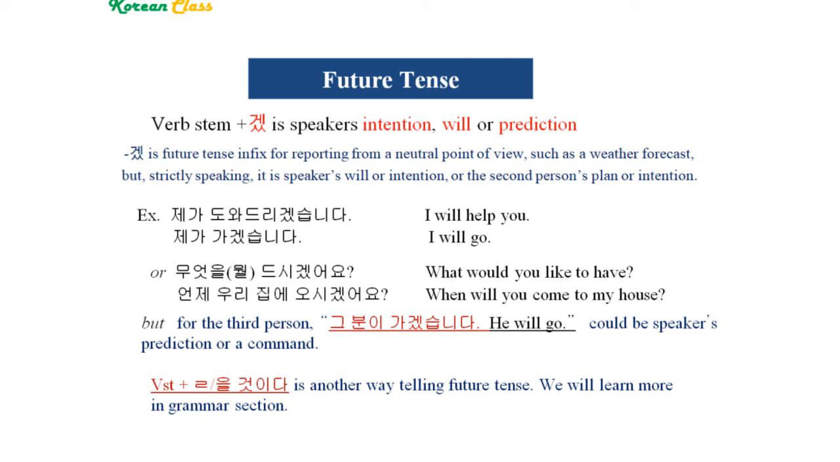So in Korean, for the future tense, oftentimes present tense is used with adverbs indicating future time, such as later, tomorrow, next week, and so on. And verb stem plus 을 것이다 is another way of telling future tense. We will learn this sentence ending more in the grammar section.